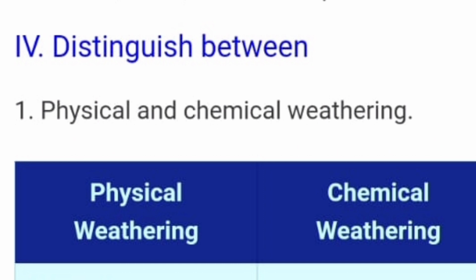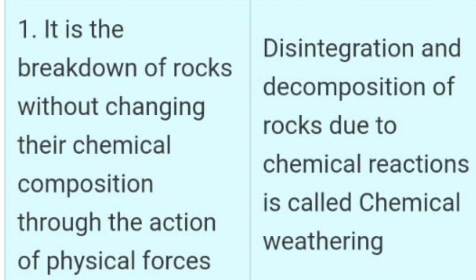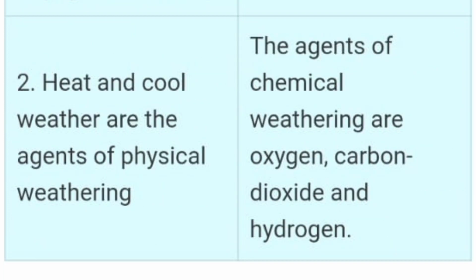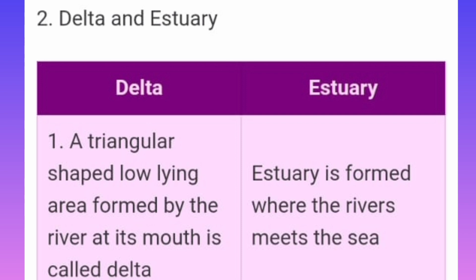Fourth Roman numeral: distinguish between physical and chemical weathering. Physical weathering: first point, it is the breakdown of rocks without changing their chemical composition through the action of physical forces. Chemical weathering: the disintegration and decomposition of rocks due to chemical reaction is called chemical weathering. Second point, heat and cold weather are the agents of physical weathering. The agents of chemical weathering are oxygen, carbon dioxide and hydrogen.